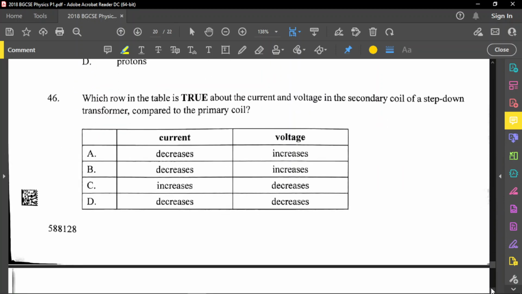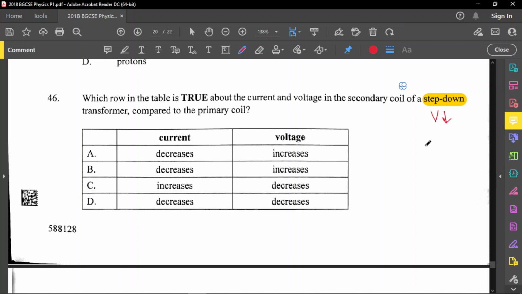Our next point is question 46. It asks which row in the table is true about current and voltage in the secondary coil in a step-down transformer compared to the primary. Here is the big thing: step down means it decreases the voltage. Bottom line, a step-down transformer means a decline in voltage. The secondary is what you get at the output, so it's input versus output. The output coil is the result of the transformer, so the voltage must decrease to a lower voltage.